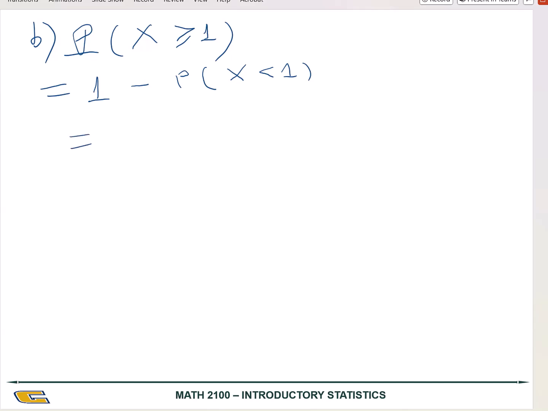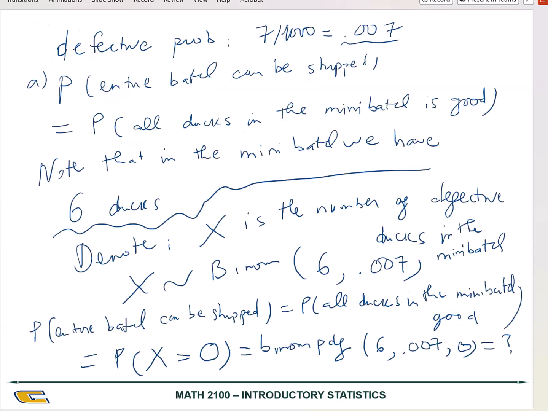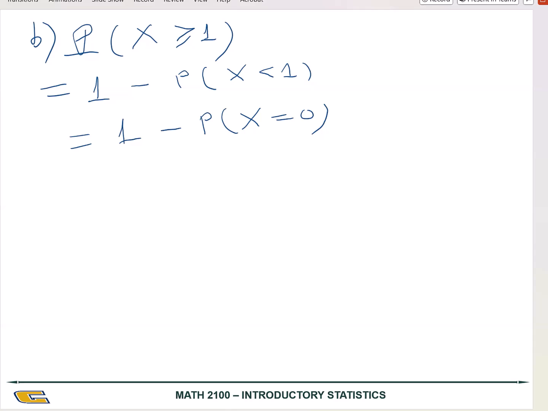Which is 1 subtract P(X equals 0), right? Because X is the number of defective ducks and X has to be an integer. If it's less than 1, it can only be 0, right? We don't have negative values here. And the probability that X equals 0 is just what we got in A, right? So basically just 1 subtract whatever you got in part A, right? From part A, plug in. Okay.